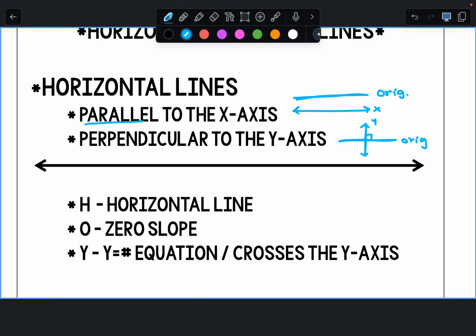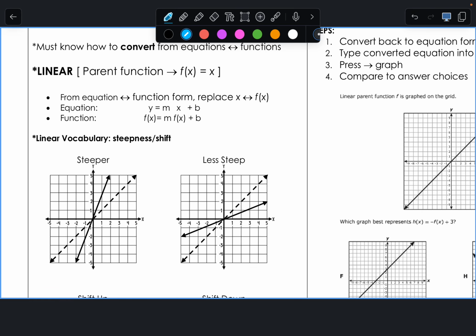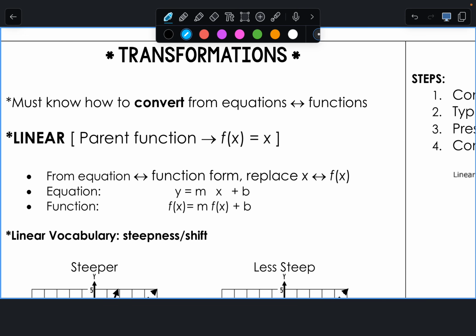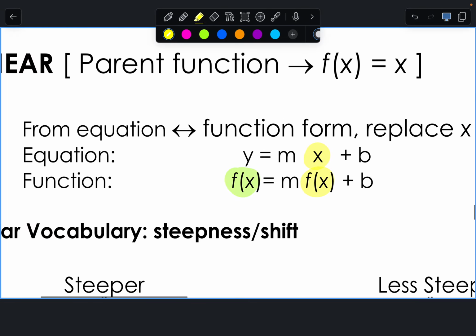All right, transformations. So transformations, the linear parent function or the starting point is f of x is equal to x. You must know how to convert between equations and functions. Equation form for linear, all linear equations are mx plus b. They're written in slope-intercept form. When you change it to function notation, or f of x type equation, the one thing that they do is they change the y to an f of x. Why? Because they say f of x is equal to x. They're the same thing. So they're swappable.